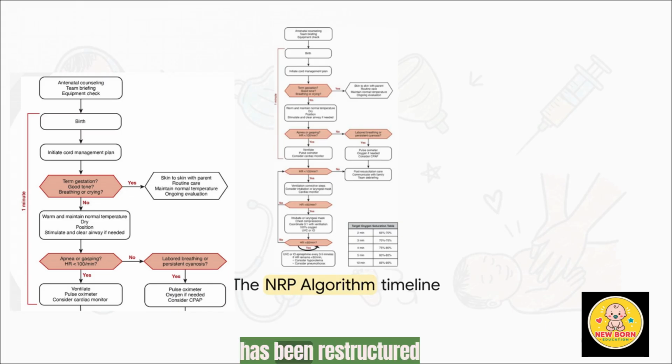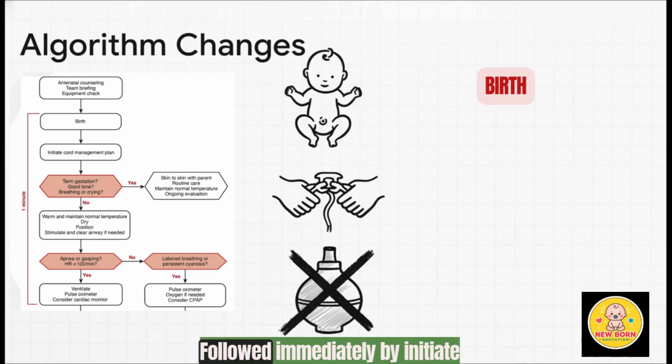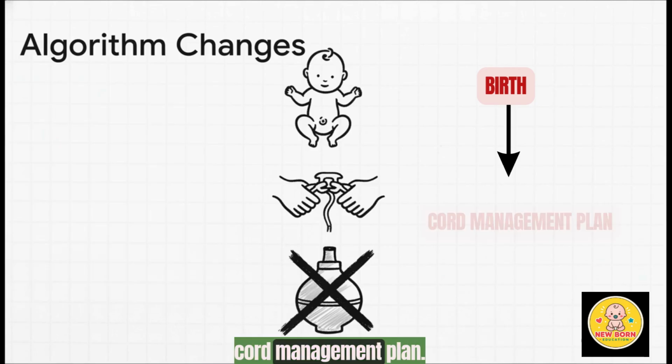The whole algorithm has been restructured to actually reflect the chronological reality of a delivery. It's not just a ladder of interventions anymore. It's a highly specific sequence of early actions that sets the stage for the entire resuscitation effort. So, what's actually changed here? Well, birth is now explicitly listed as action step number 1. Boom. Followed immediately by initiate cord management plan.